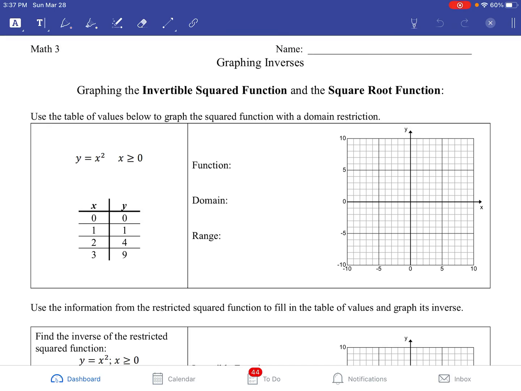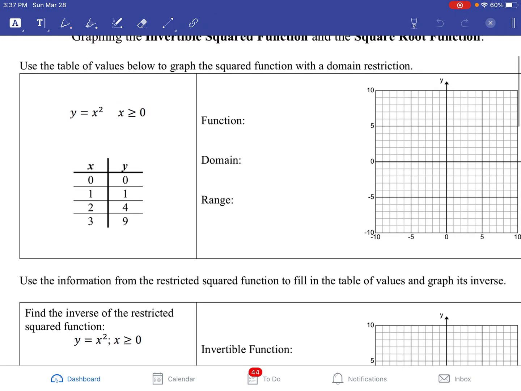Today we're going to start in Math 3 with looking at inverses. Now, before spring break, we looked at invertibility using the vertical line test and the horizontal line test. As a quick refresher, the vertical line test indicates if something is a function or not, and the horizontal line test indicates if something is invertible. Okay, so let's look at some functions and see what they look like with their inverses.